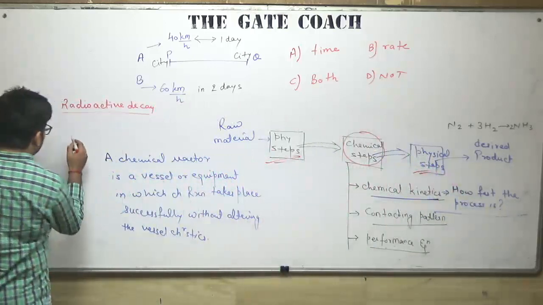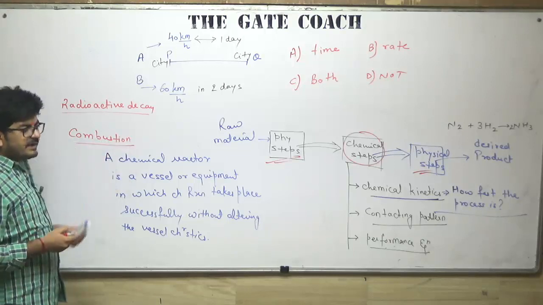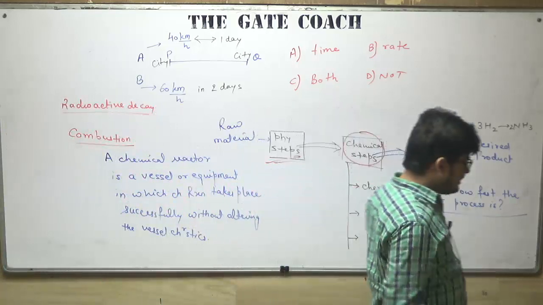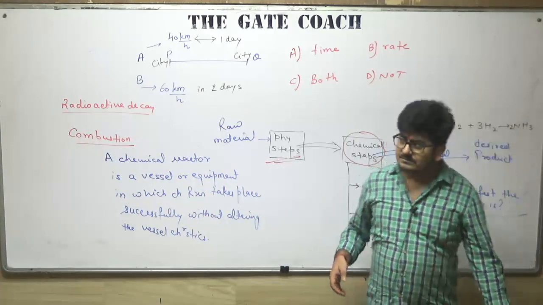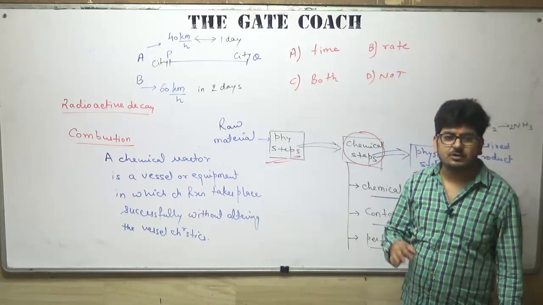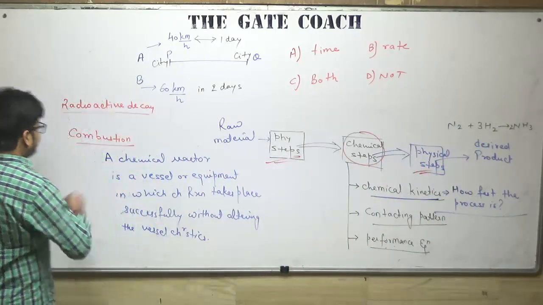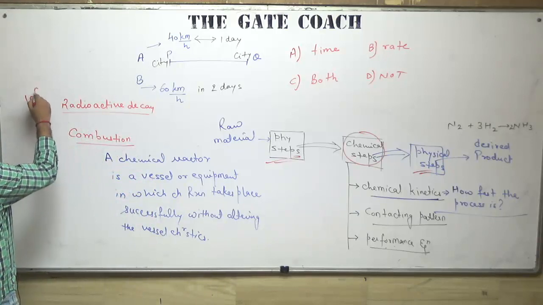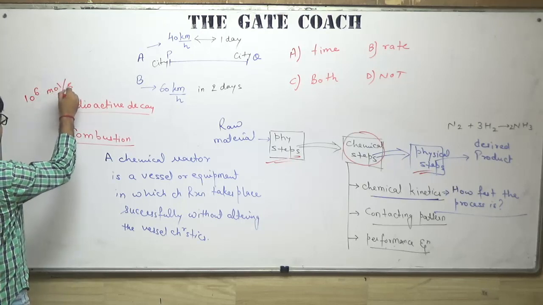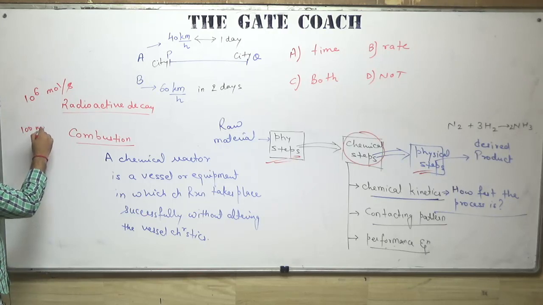And if I talk about combustion, the reaction will complete within a fraction of a second. So tell me, out of these two, which is the fast reaction, combustion or radioactive decay? Let me tell you, the rate of disappearance for radioactive decay is 10 to the power 6 mole per second, suppose. And for combustion it is 100 mole per second only.